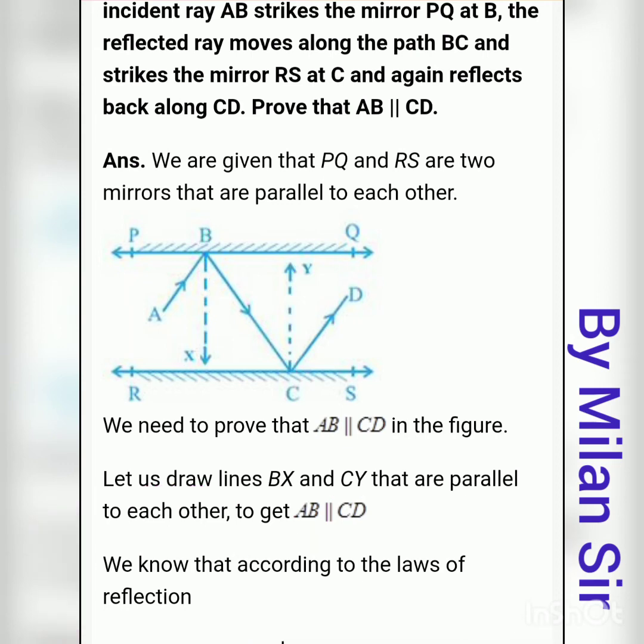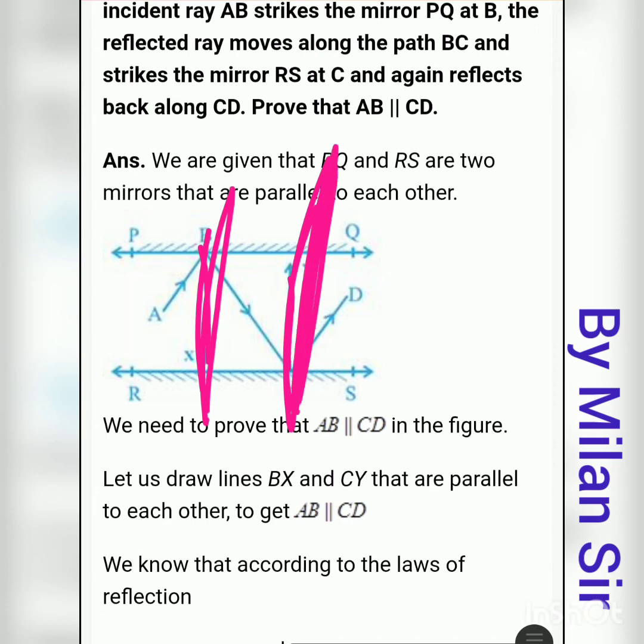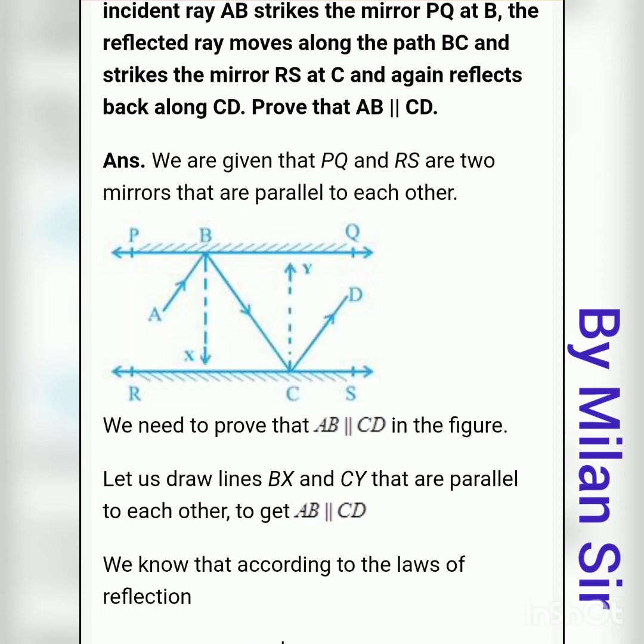Here we need to draw two perpendiculars BX and CY, so that these two lines become parallel lines, because both make 90-degree angles. So both are parallel. Here we need to draw two parallel lines from points B and C. So here we construct BX parallel to CY. By construction, BX is parallel to CY.